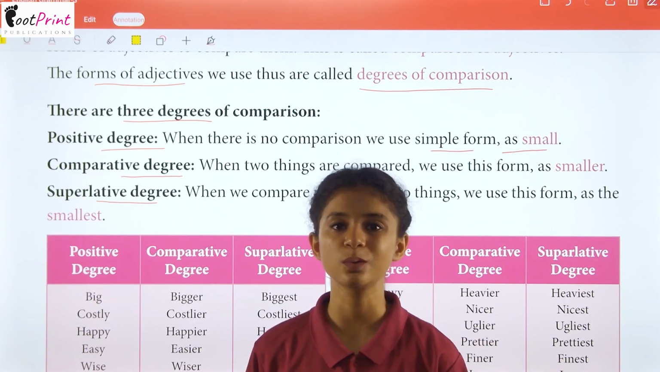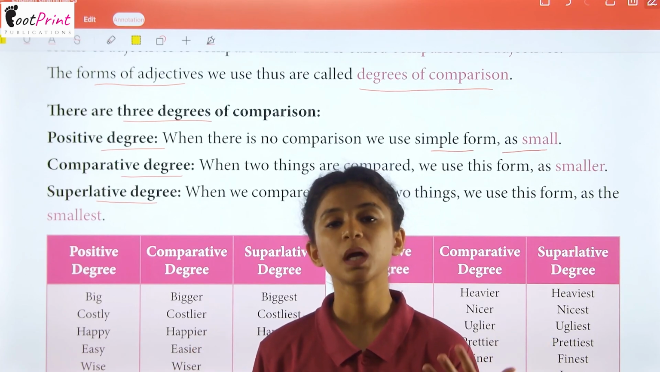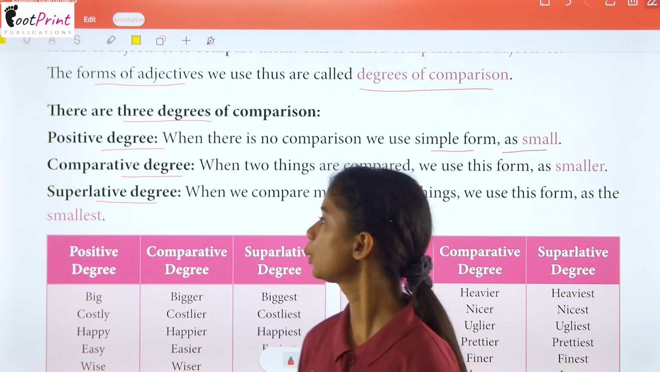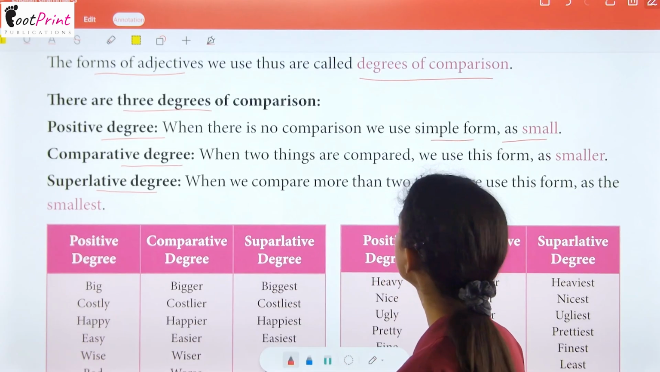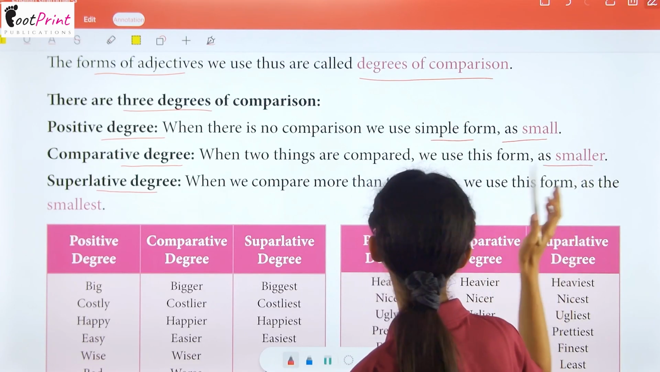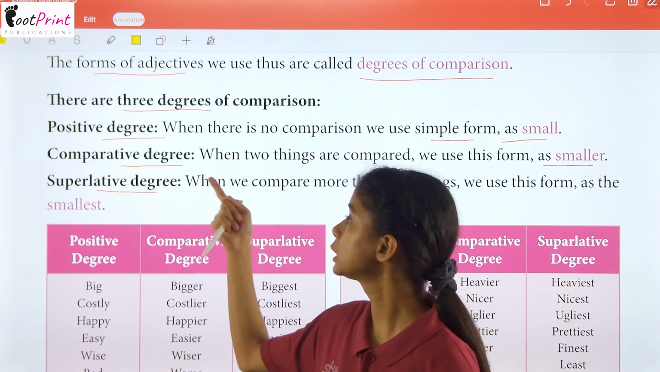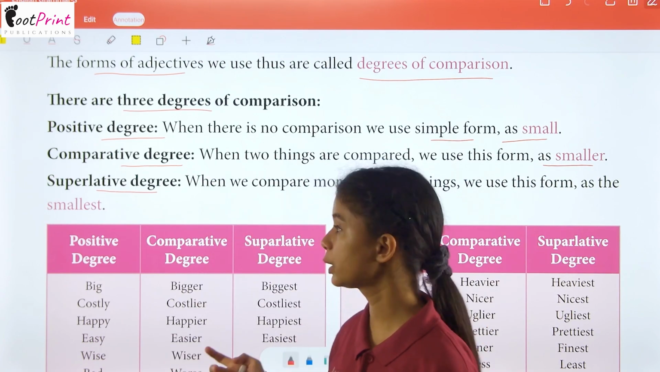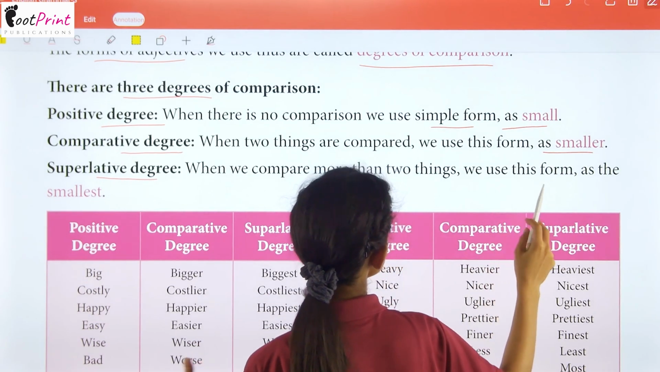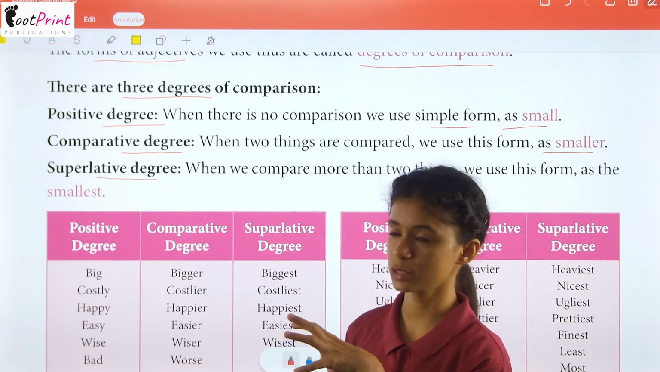For example, like we used with the cat. The cat is a small animal. Why? Because we are not comparing it to any other animal or any other thing. Next one is comparative, which is when two things are compared, we use this form, such as smaller. So, when we are comparing two things, we use the comparative degree. Superlative degree is when we compare more than two things, we use this form, such as the smallest. So, when we are comparing more things, we will use this form.